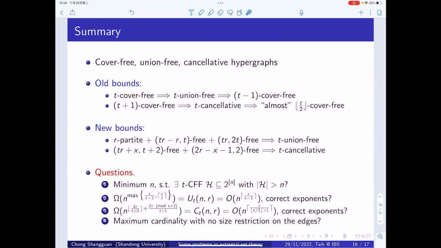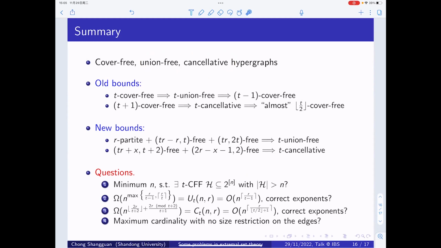So let us summarize the talk. So we introduced the cover-free, union-free, and cancellative hypergraphs. The previously known upper and lower bounds on union-free and cancellative hypergraphs mostly come from the known knowledge of cover-free hypergraphs. So we are able to prove some new bounds, in particular new lower bounds, by relating union-free and cancellative hypergraphs to the so-called sparse hypergraphs. But still, there are many questions left open.